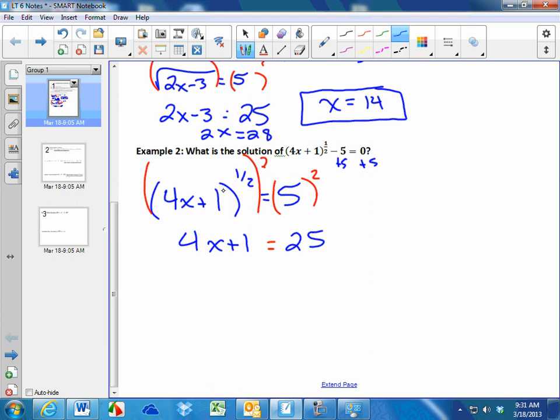Okay? All right, so then we got a linear problem. Subtract 1, divide by 4, and our answer is maybe 6. Let's see if it works.